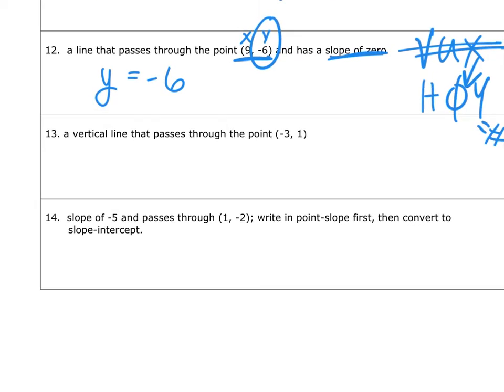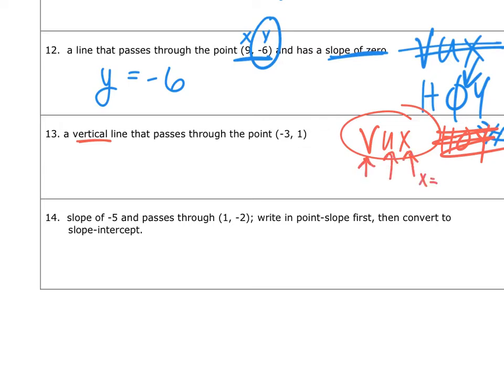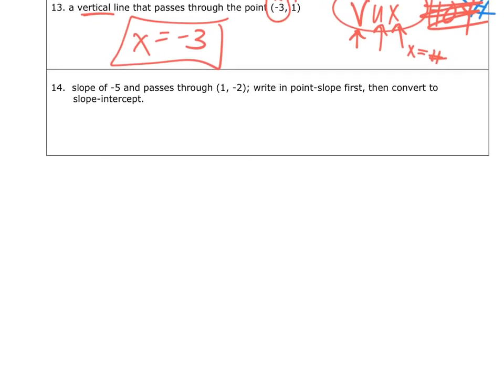Taking a look at number 13. If it's a vertical line, then I have two options. I have Vux and Hoy. If it's a vertical line, it's not Hoy, it's Vux. I know it's a vertical line. V means vertical line, undefined slope, and the equation is x equals a number. So if this is my x and this is my y, that's the equation. So I know it's x equals negative 3.